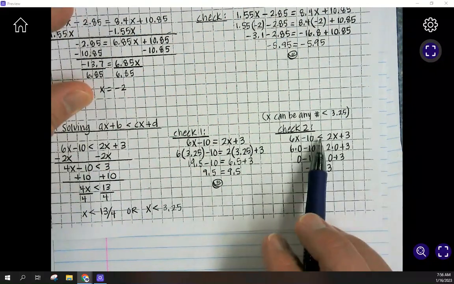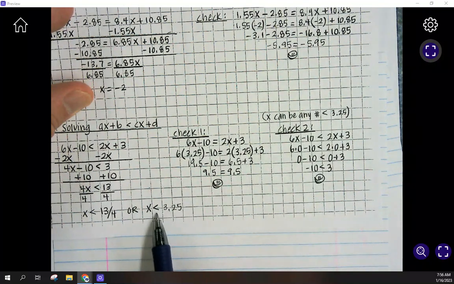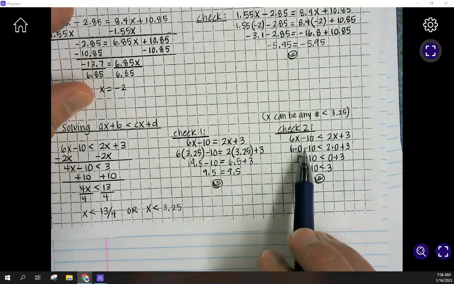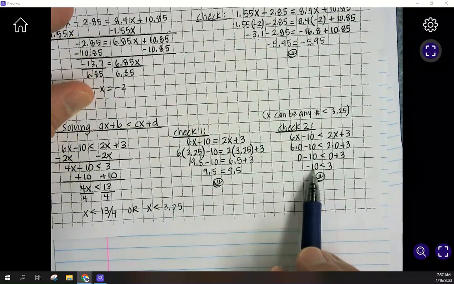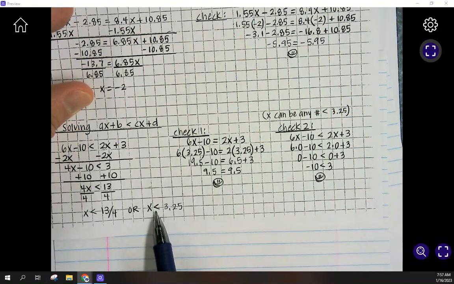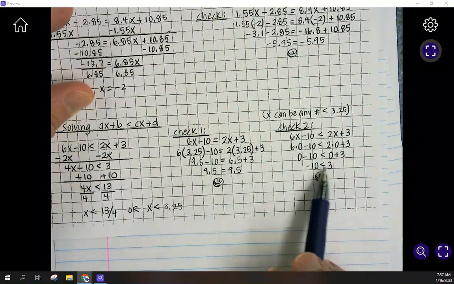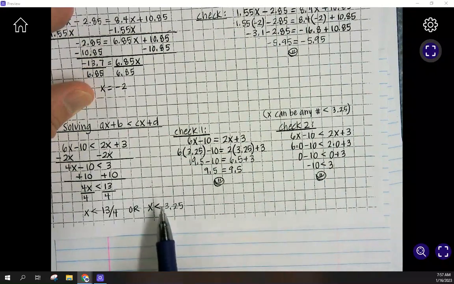You're going to rewrite the original with the less than sign, and then you've got to pick something that's in your solution set. Now, we didn't graph it, but if we did, less than 3.25 would include 0. 0 is less than 3.25. So you can plug 0 in, which makes your life very easy. And then you end up with negative 10 is less than 3. That's true. So we know that this is going the right direction. If this came out to a false statement, you know that you forgot to flip it or you flipped it when you didn't need to. Okay, so this would have to face the other direction.